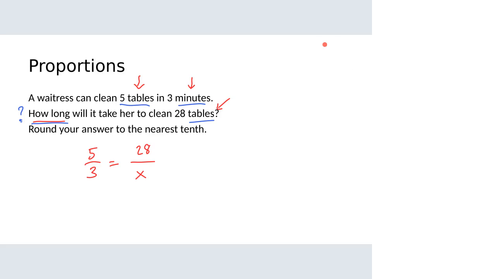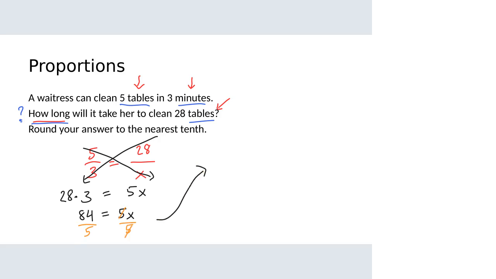To solve this, we're going to cross multiply. 28 times 3 will equal 5 times x. And let's see, 28 times 3 is 84. So 84 is 5 times x. And then to get rid of multiplication, we are going to divide by 5 on the right. If we divide by 5 on the right, we'll divide by 5 on the left. Those will cancel. And what I'm left with then is that whatever 84 divided by 5 is, that's going to equal x.